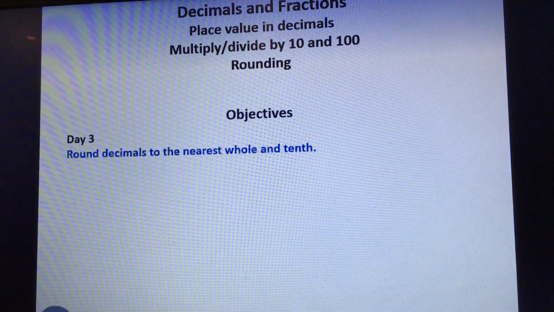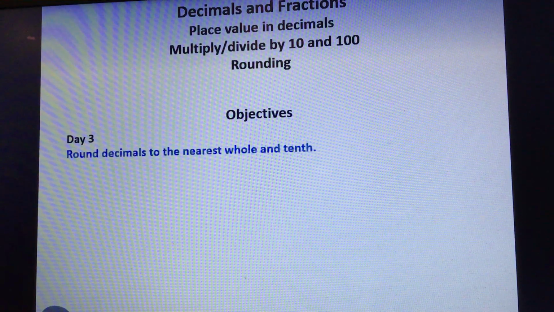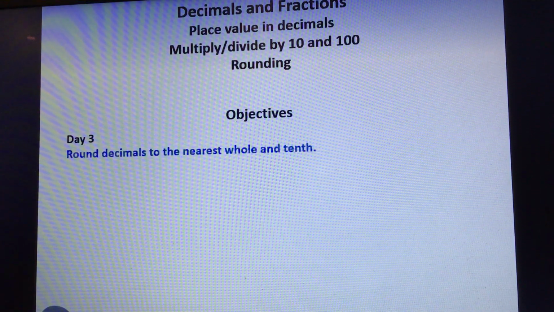Hello, everybody. Let's think about decimals again today on this fine Wednesday. And we're going to be rounding decimals to the nearest whole and tenth.